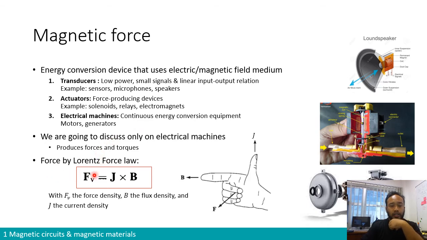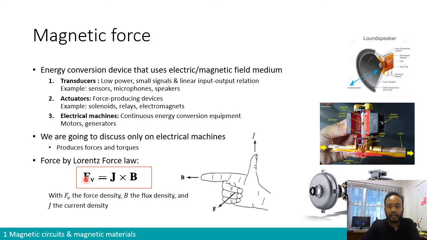So, back to Fournier's law. What does Fournier's law say? Fournier's law says the force is produced on a current-carrying conductor. So imagine you have a conductor like this carrying a current, and it is placed inside a magnetic field. There will be a force acting on the current-carrying conductor, and the force can be calculated. So the force is a vectorial parameter.